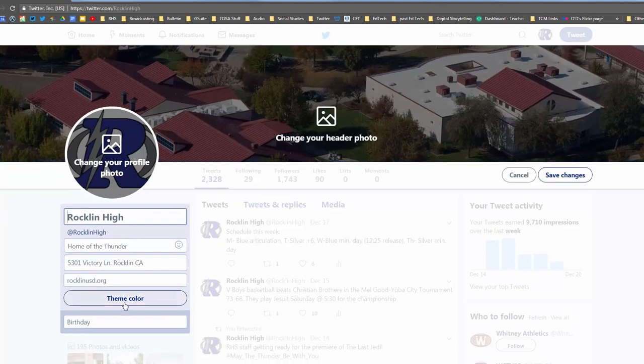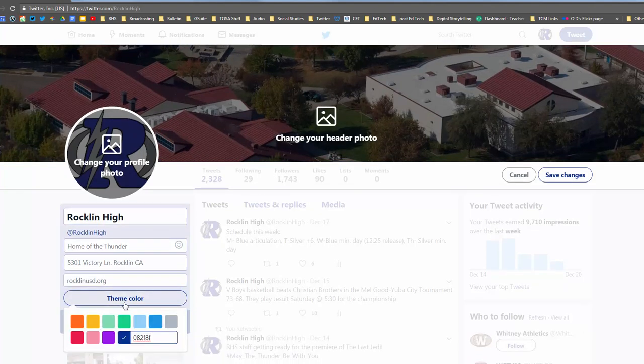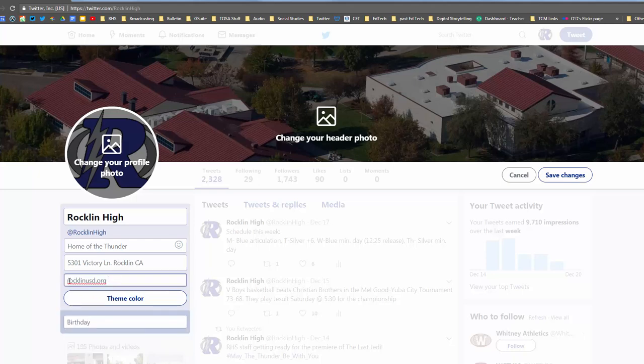It's nice. Many of our schools are really connected to colors. So let's say we are a blue color, so I can actually click on a particular one of these colors, or if we had a specific color, I can get that color code if I know what that is. And you can change this information. So I can see right here, we have an issue. We have changed our website recently. So we are rhs.rocklandusd.org. All right, that is our address.